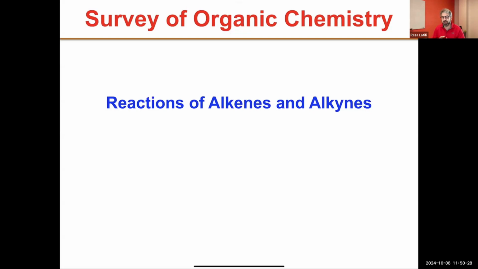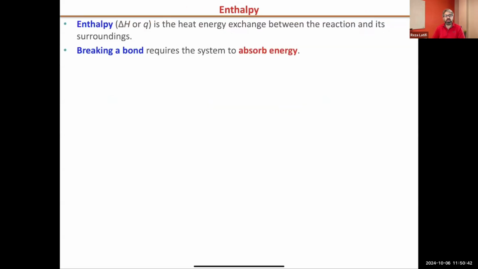How can I predict whether this reaction is going to go almost 100% completion, or what type of product I'm going to get? How many of them? Which one is the major or which one is minor? Okay, let's go after it. And we're going to start with enthalpy.